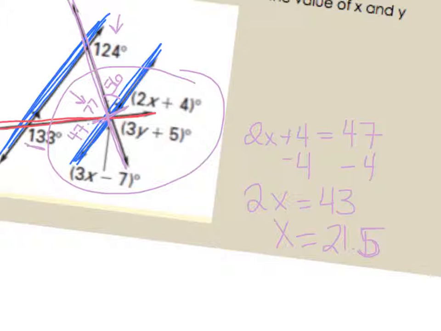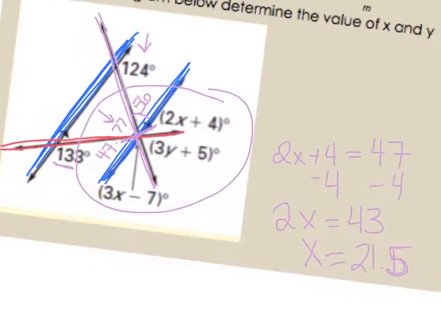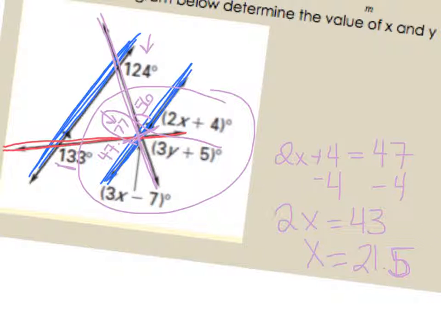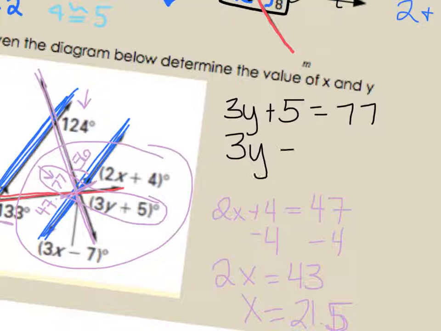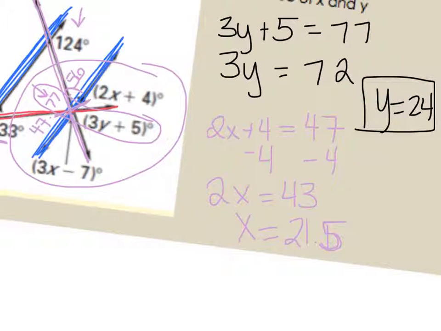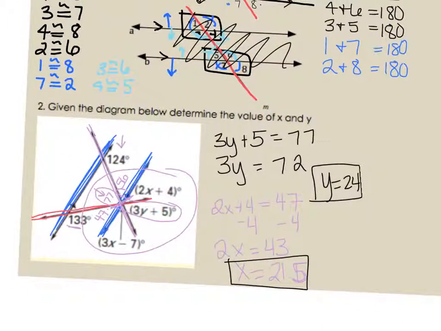Okay, and then with the y's, I see that 3y plus 5 is vertical to 77, so I'm going to set those equal as well. And then y is going to equal 24. Okay, so I got y equal 24 and x equal 21.5. So, like I said, just kind of piece information together, use the angles that are above, whether they're congruent or supplementary, and then kind of piece everything together from there.